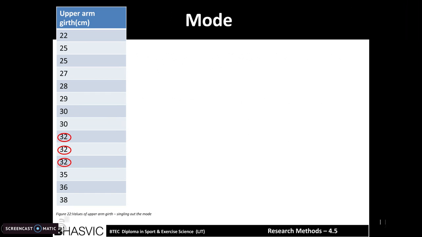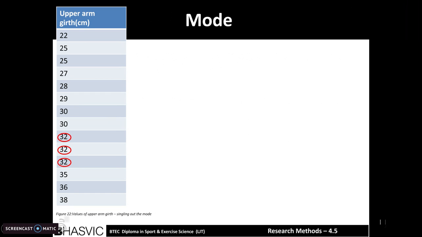The benefits of the mode is that the mode can be determined for nominal data, as you can clearly see in the categorical data which value or score occurs the most, whereas you can't use the mean or median for nominal data, as the data is split into categories. The mode can easily be seen from a frequency graph.